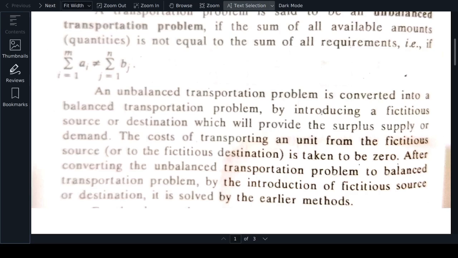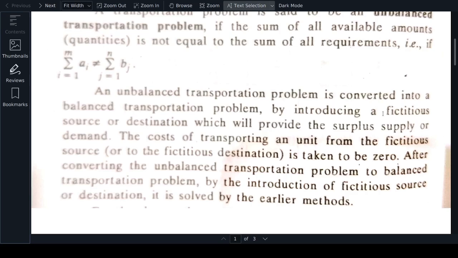The earlier method means what? Same as if mentioned: solve it by the lowest cost entry method, or by the northwest corner rule, or by Vogel's approximation method. If not mentioned, then you apply Vogel's approximation. So this is the rule for how to convert an unbalanced transportation problem to a balanced transportation problem. This theory portion is clear, because sometimes they ask a 5 marks or 4 marks question: define unbalanced transportation problem, or write how to convert an unbalanced transportation problem to a balanced transportation problem.